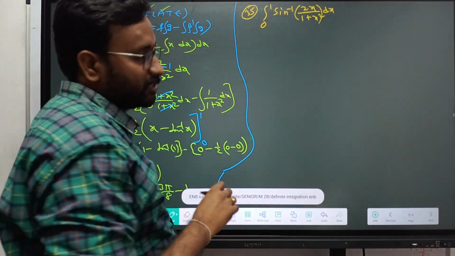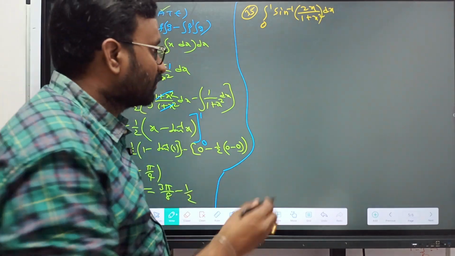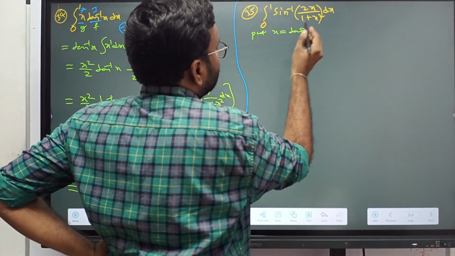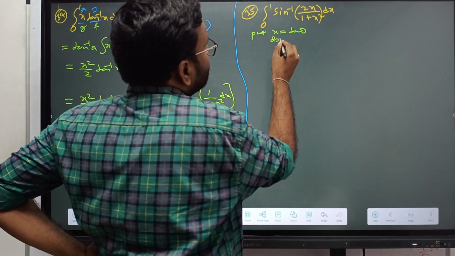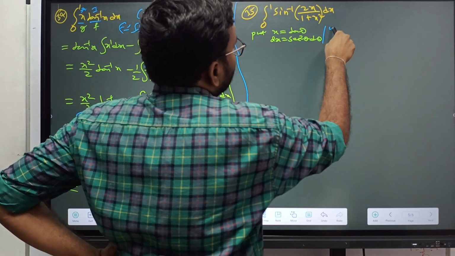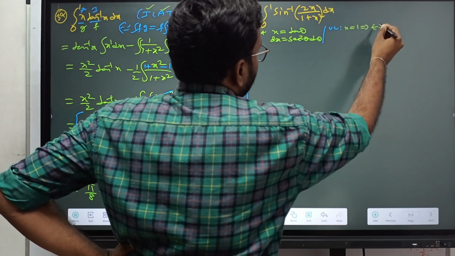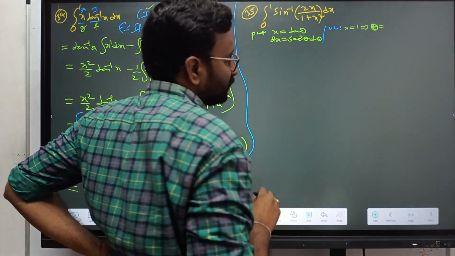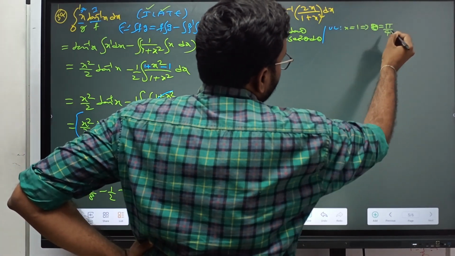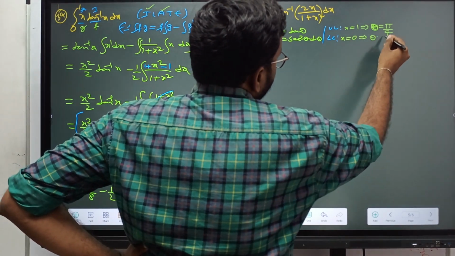See, this is by substitution method. First we have to start with substitution, then we will get integration by parts. Put x is equal to tan theta, then dx is equal to secant square theta d theta. Limits: upper limit x is equal to 1, so theta is equal to pi by 4, since tan 45 is 1. Then lower limit x is equal to 0, then theta is also 0, tan 0 is 0.